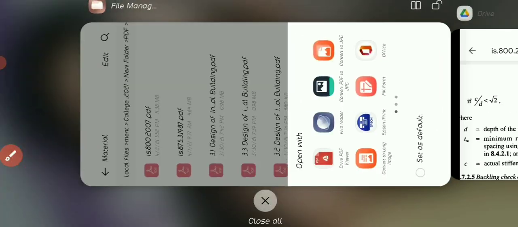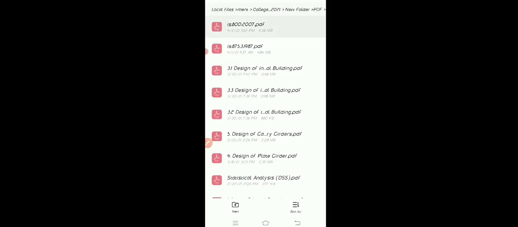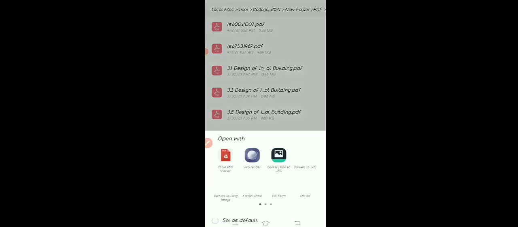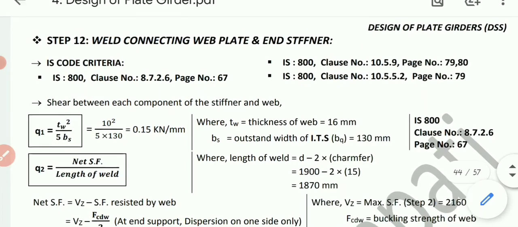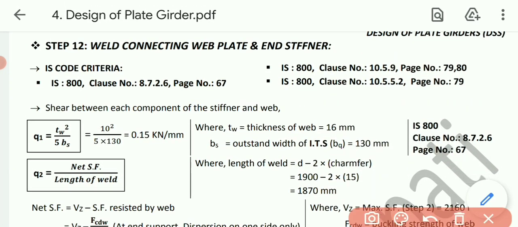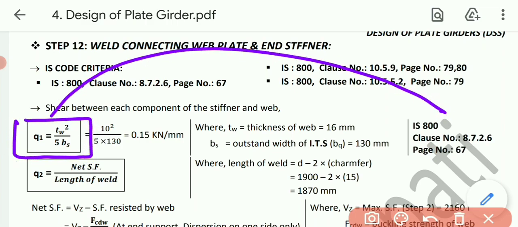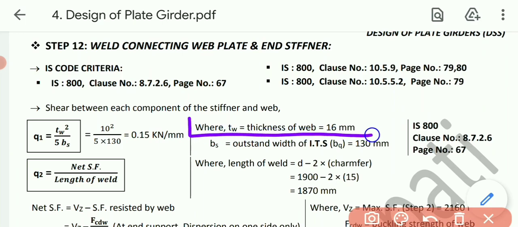So let's calculate this term. Here, between each component of the stiffener and web, Q1 equals TW square divided by 5ES as per this clause 8.7.2.6, page number 67. The unknown parameter is TW. So TW, that is thickness of web, is not 16, sorry, once again there is a printing mistake, that is 10. And BS is the outstanding width of the stiffener.